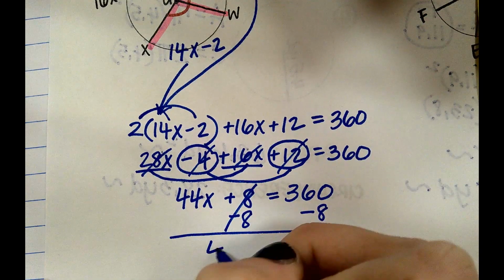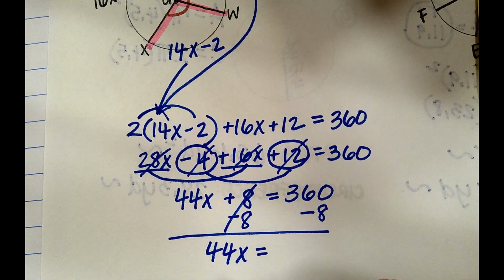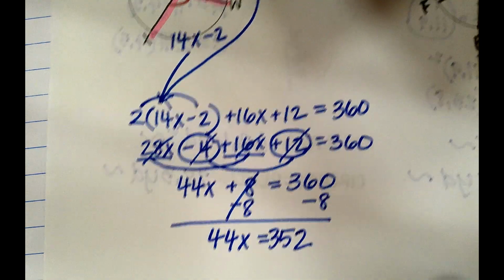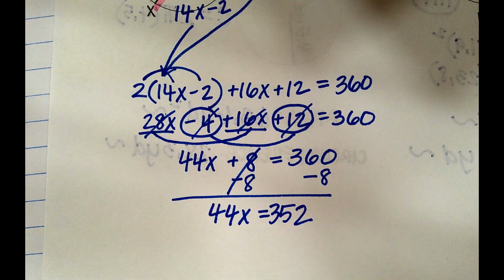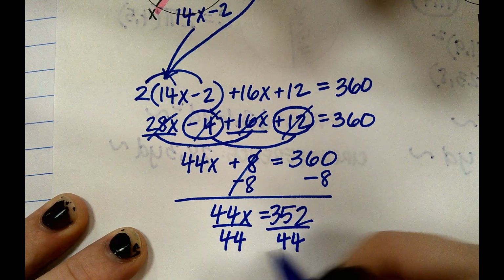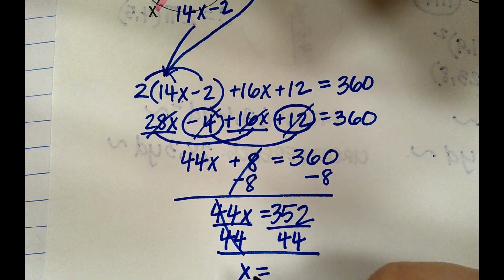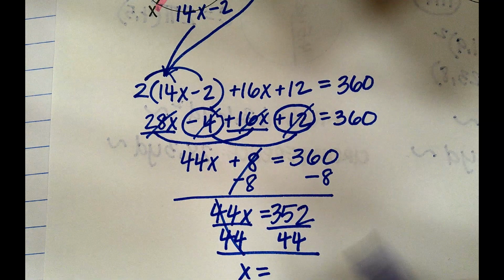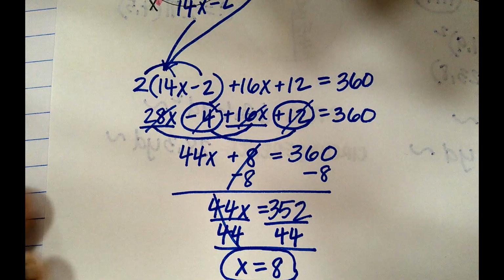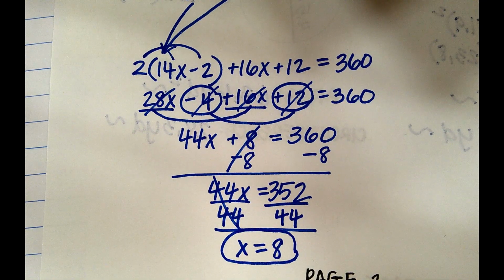So get 352. Oh my goodness. I always do that. I always write divide by 34. Divide by 44. X equals 8. Nice. X equals 8. So step 1 is done. We have our X value.